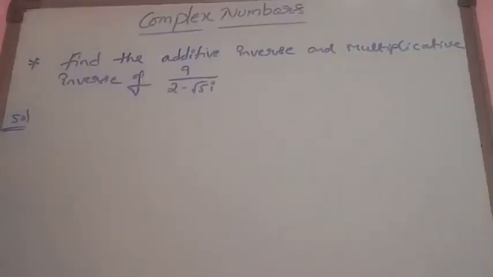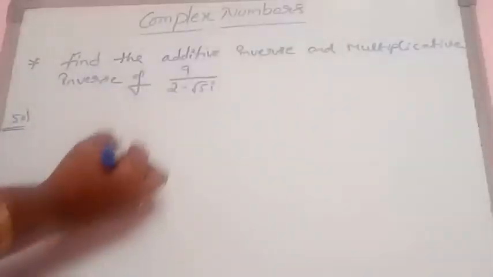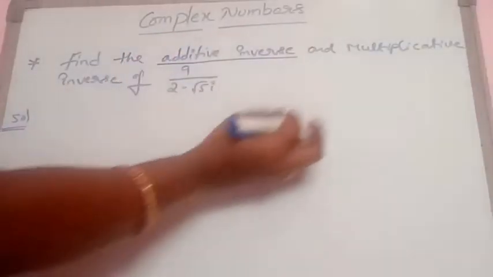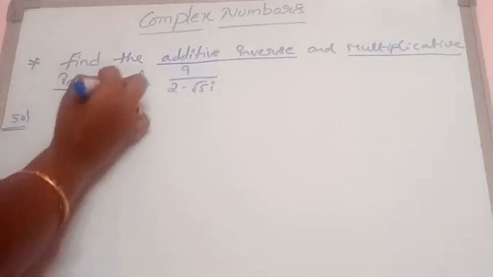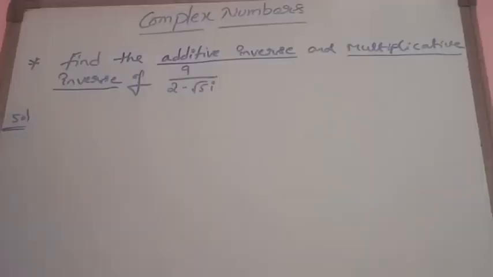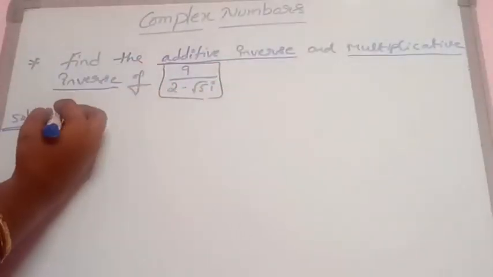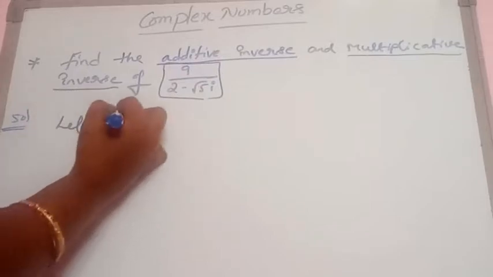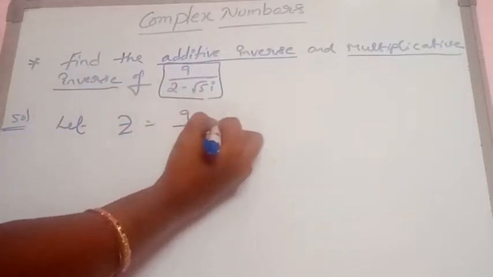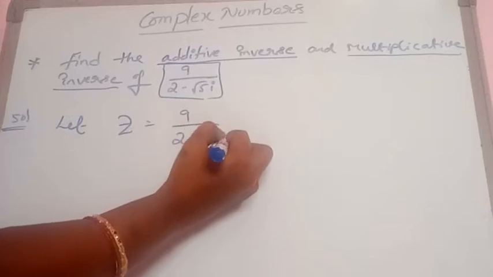Next problem is find the additive inverse and multiplicative inverse of 9 by 2 minus root 5 into i. So here we have to find the additive inverse and the multiplicative inverse. First of all, additive inverse is nothing but minus z, and multiplicative inverse is nothing but 1 by z. We have to find those values. First of all, we have to take a name, that is z. So let z is equal to 9 by 2 minus root 5i.